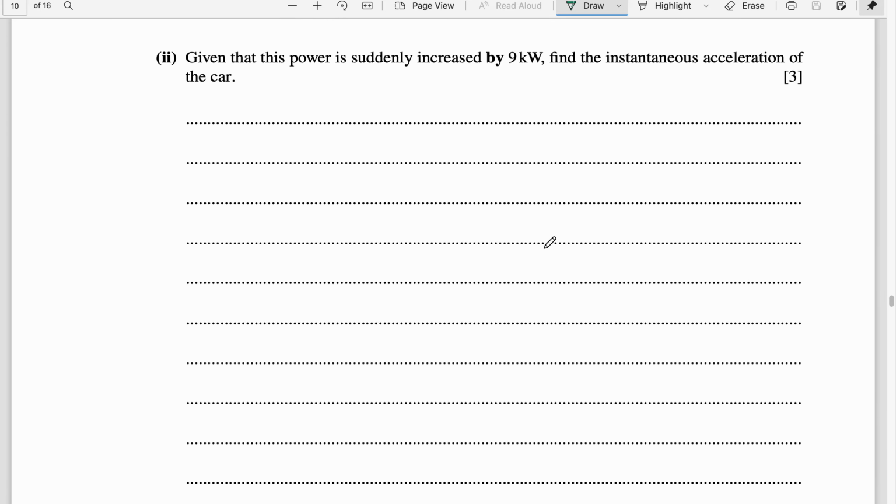Second part: given that the power is suddenly increased by 9 kilowatts, find the instantaneous acceleration. So we have the formula power equals force times velocity. Initially the power was 19,500 and now it increases by 9 kilowatts, that is 9,000. New power is equal to driving force times velocity, and velocity is 30 at that time, which is given.